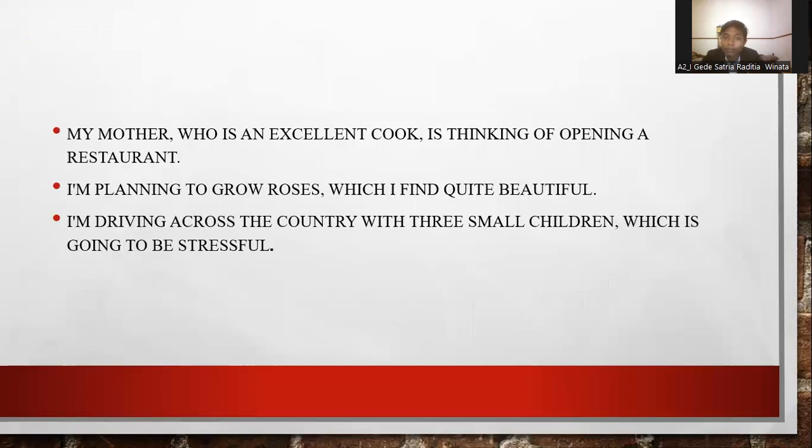Examples: first, my mother, who is an excellent cook, is thinking of opening a restaurant. I am planning to grow roses, which I find very beautiful. I am driving across the country with my small children, which is going to be stressful.